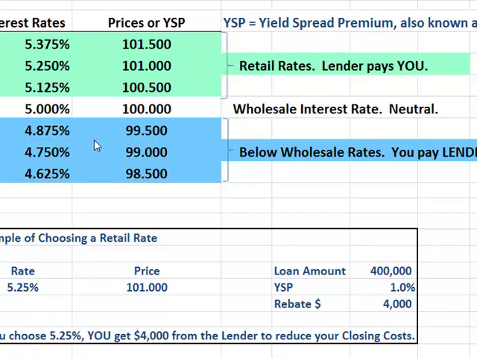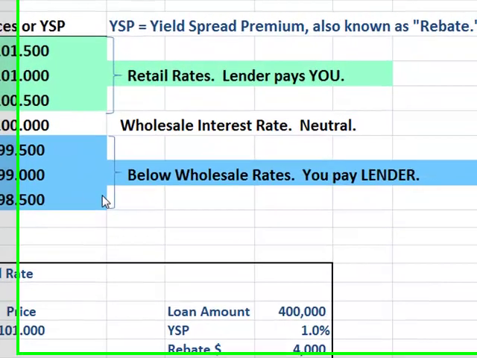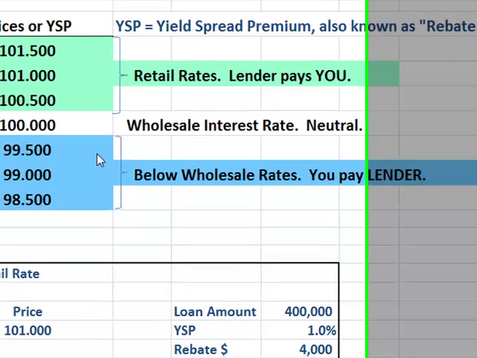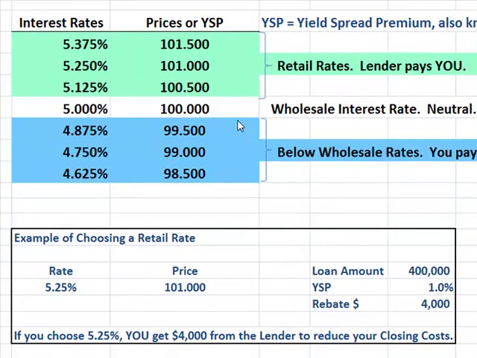Let's now look at the rates that are below wholesale, these areas in blue. So those are called below wholesale, namely 4.875 down to 4.625. The prices are 99.5 down to 98.5. So to get those rates, those are much nicer rates, you have to pay the lender. So you pay the lender the difference. Again, the difference is always from the wholesale price of 100.0. So getting those lower rates is called buying down the rate, paying points to the lender. A point is just 1% of the loan amount.